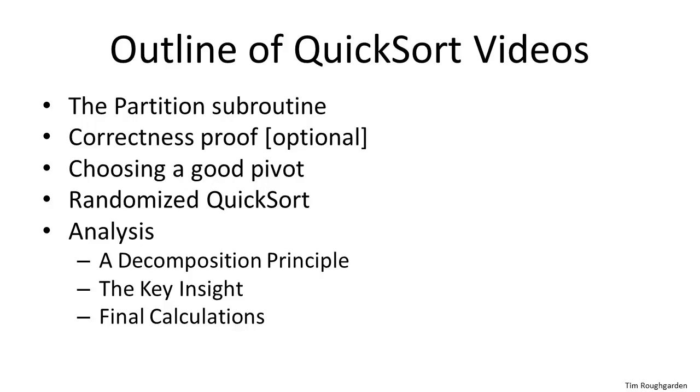Then we'll discuss the key insight behind the quicksort analysis, which is about understanding the probability that a given pair of elements gets compared at some point in the algorithm. That'll be the second part. Then there's going to be some mathematical computations just to tie everything together, and that'll give us the bound on the quicksort running time.